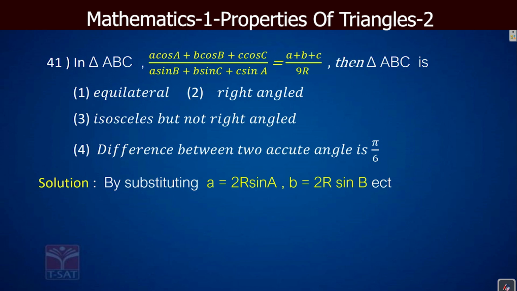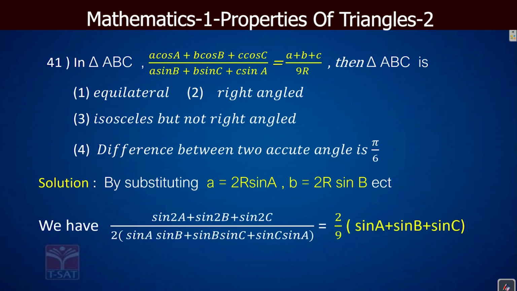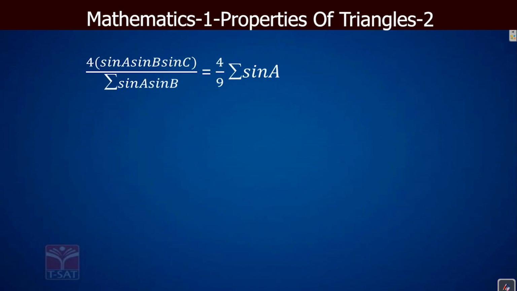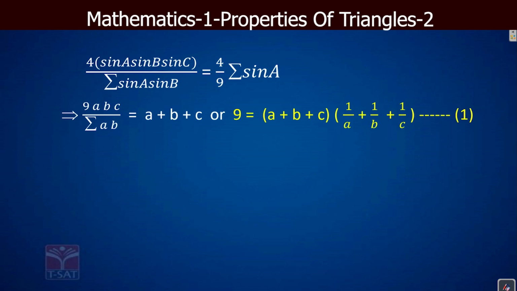Now by substituting A = R sin A, B = R sin B, etc., in the given relation, you will get (sin 2A + sin 2B + sin 2C) / 2(sin A sin B + sin B sin C + sin C sin A) = (2/9)(sin A + sin B + sin C). Now sin 2A + sin 2B + sin 2C, you know, is 4 sin A sin B sin C, so 4 sin A sin B sin C / Σ sin A sin B = (4/9) Σ sin A.